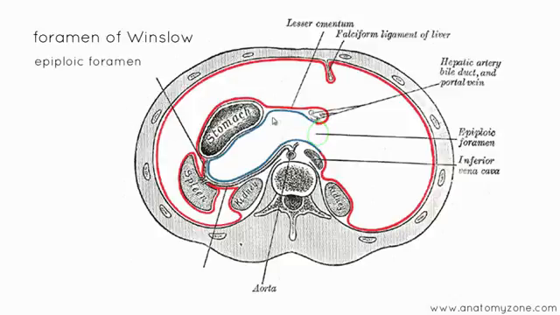So anterior to the foramen of Winslow, you've got the lesser omentum containing the portal triad. So the portal triad consists of the hepatic artery, the bile duct, and the portal vein. And just behind the foramen of Winslow, you've got the inferior vena cava. And then inferiorly, you've got the first part of the duodenum, and superiorly, you've got the caudate process of the liver, which isn't shown on this particular diagram.